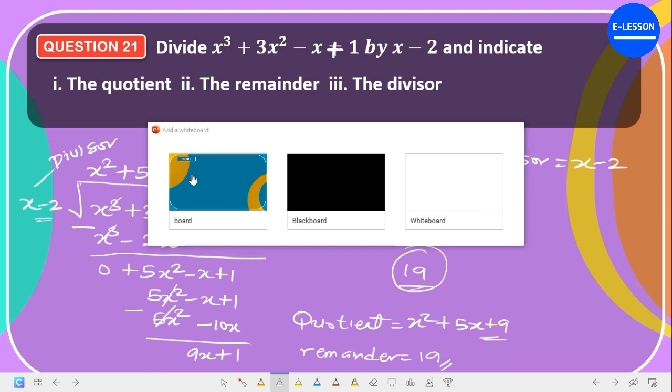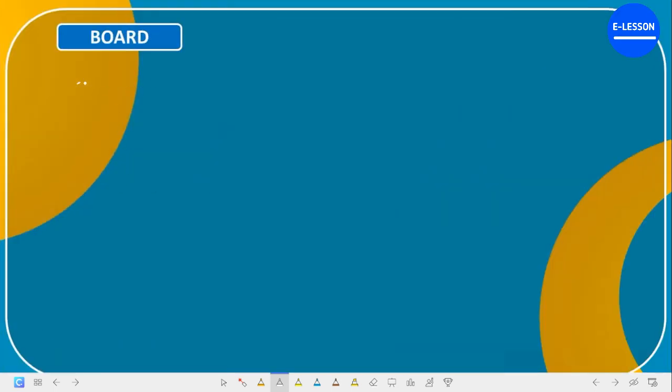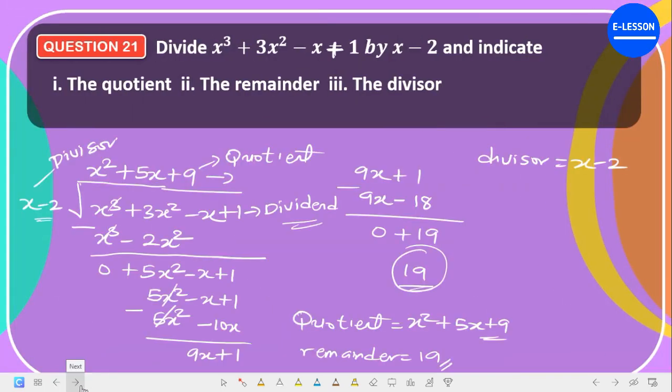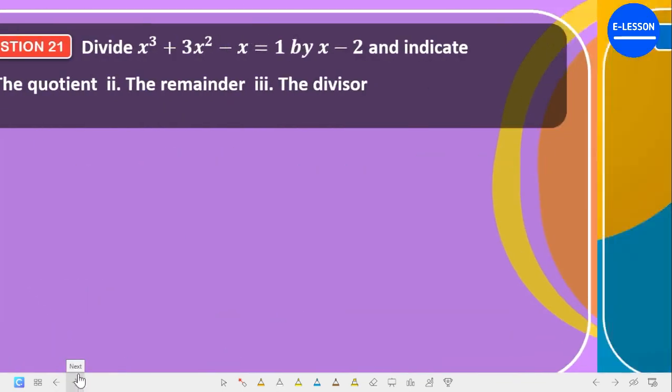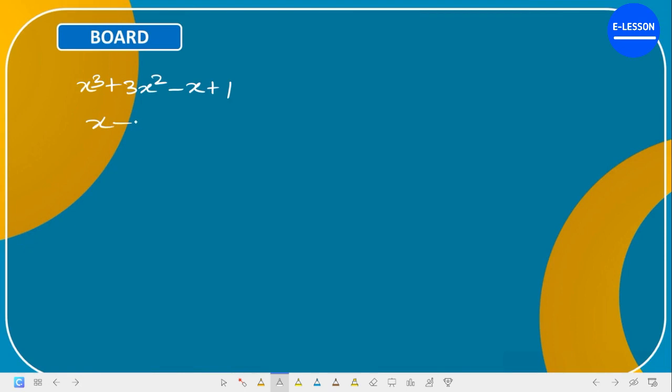We have s cubed plus 3s squared minus s plus 1. So we have minus s plus 1. Now, if this one is divided by, what do we have here? S minus 2. What will be the remainder?